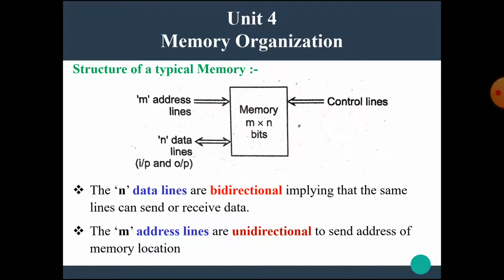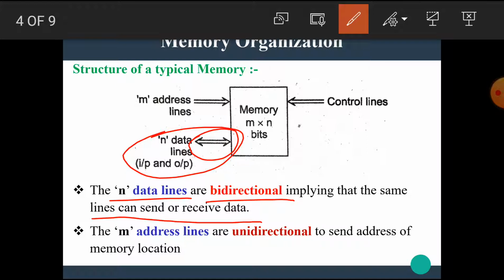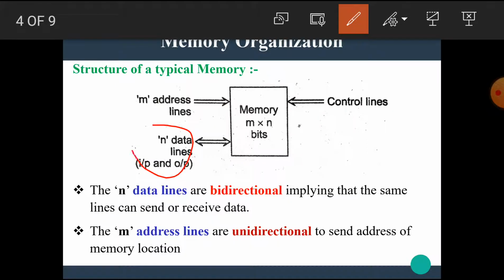Let's see the structure of a typical memory. In this diagram, we can see the memory of m by n bits. Here, m are the address lines, n are the data lines. The data may be input or output, and there are control lines. The n data lines are bidirectional. Here, the arrow is in a bidirectional manner, implying that the same lines can send or receive data. That means from these data lines we can send or we can receive data, hence it's shown with a bidirectional arrow.